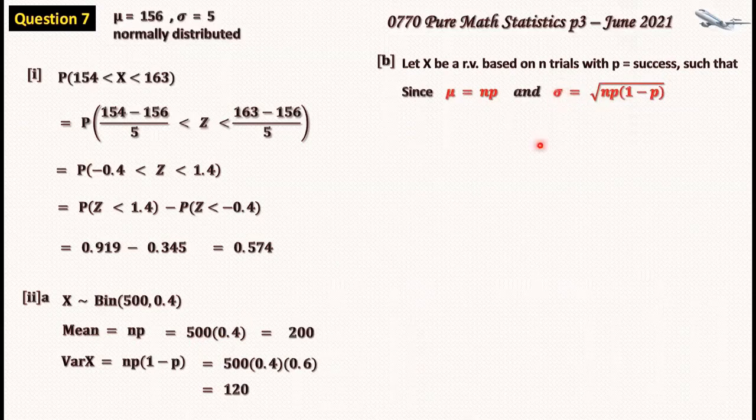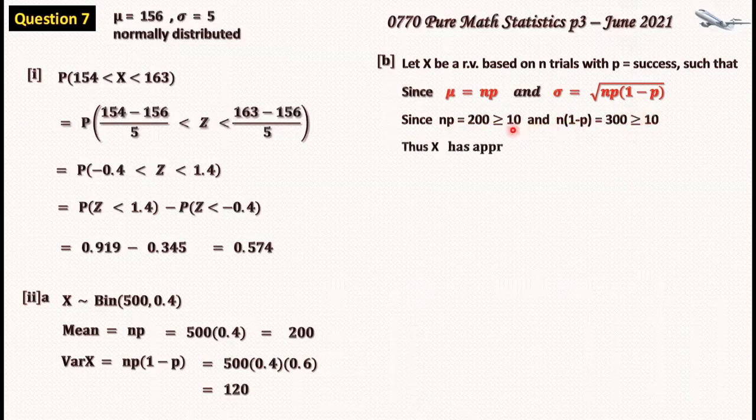Now we are going to check if this mu is greater than a certain value. Since our mu, which is equal to np, is greater than 10, whenever our mean is greater than 10 and n times 1 minus p is also greater than 10 (sometimes we talk about greater than 5, but the standard is greater than 10), then it means that X has approximately a normal distribution. So X is approximately normally distributed, with parameters which we are going to see.